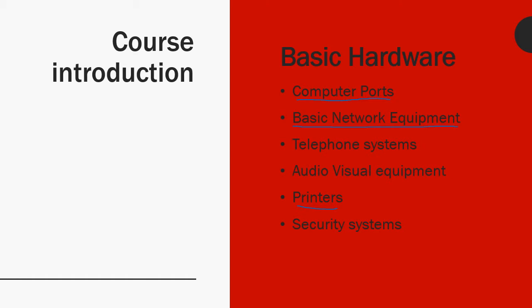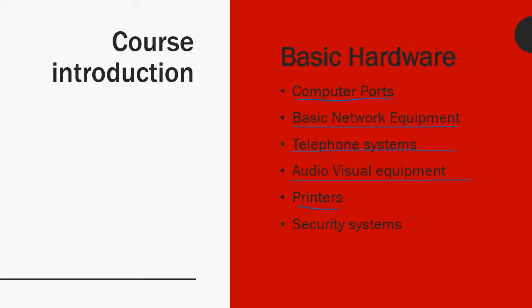Basic network equipment. If you're in a store or a restaurant, more than likely you're connected to your corporate network through computer network equipment. So you're definitely going to need to know how to identify this equipment and how to troubleshoot it. Telephone systems. Definitely going to have to know what kind of telephone system you have, whether your telephone system uses internet protocols or if it's an old school analog.